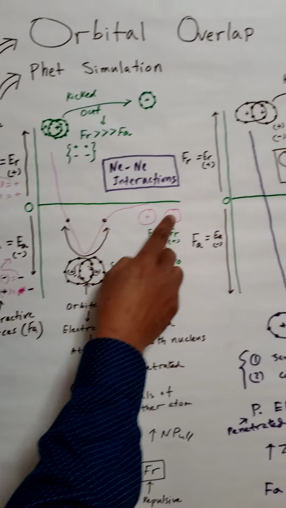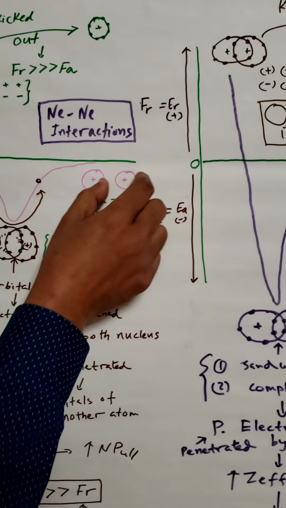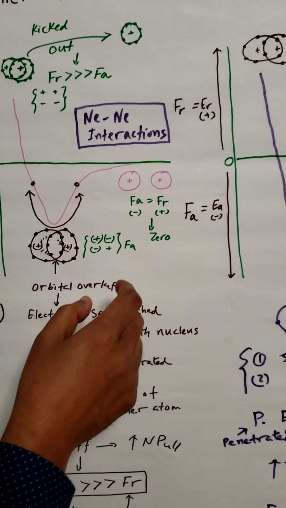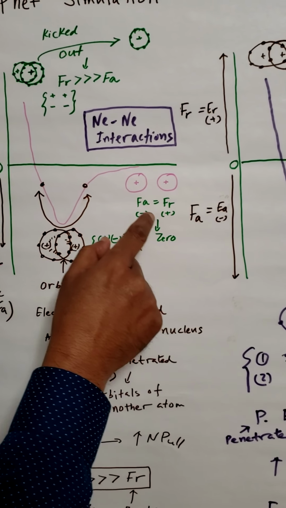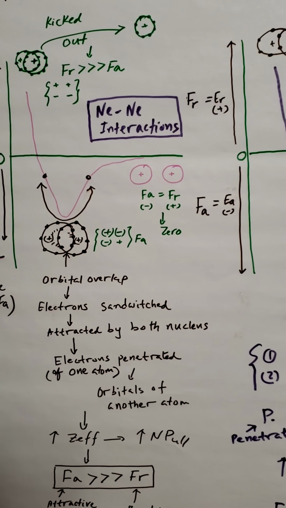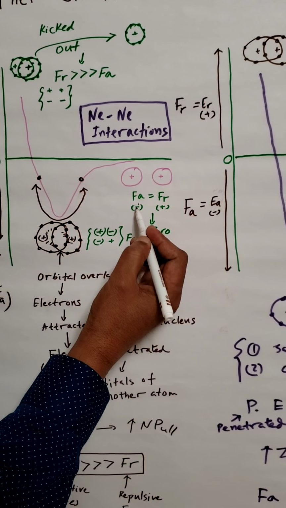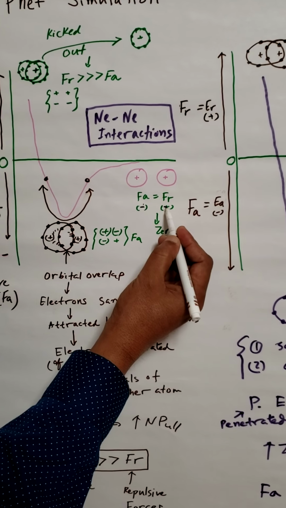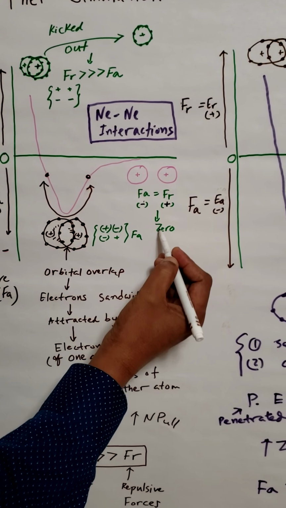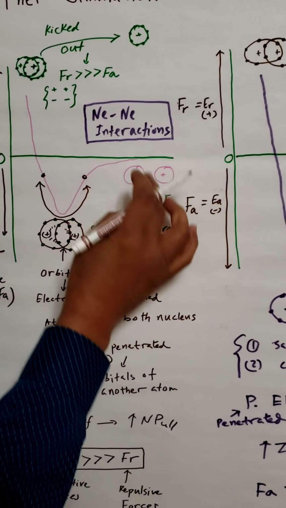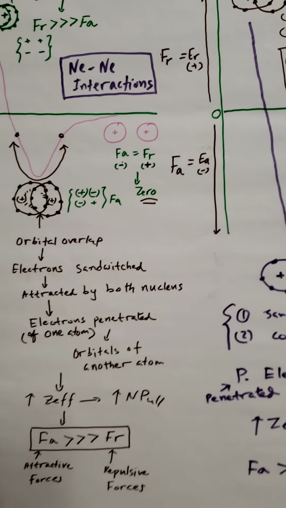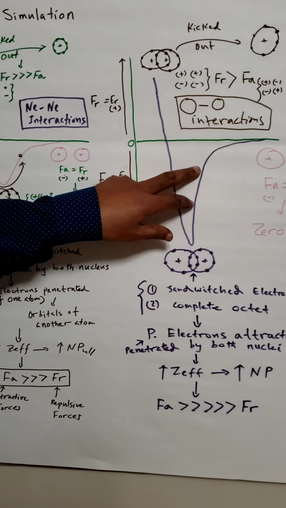And what's happening here? When the atoms are away from each other, you have an equal amount of attractive forces and an equal amount of repulsive forces. Attractive forces are minus and repulsive forces are plus, so this gives you zero, right? That's why they are close to zero. So now what's happening with oxygen?